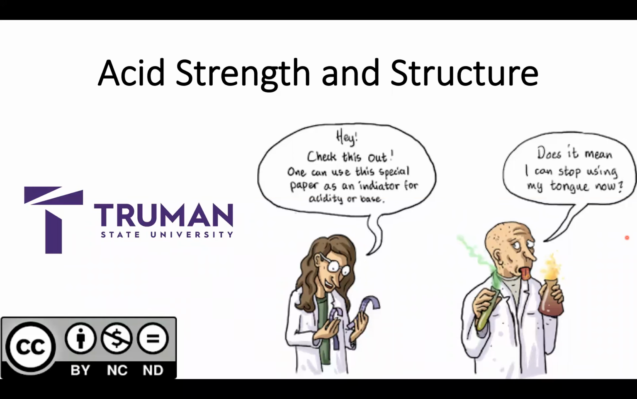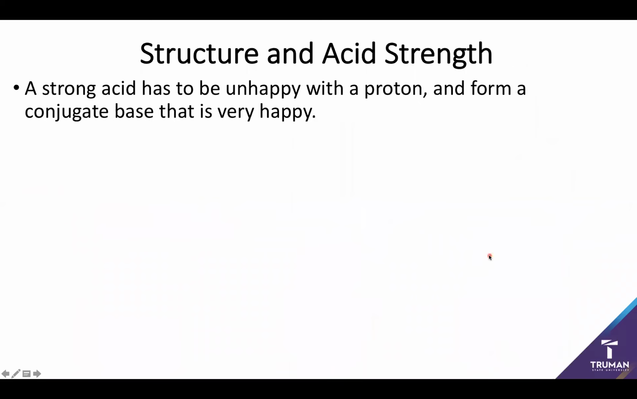So today we're going to be using the structure of acids and bases to tell us about how acidic or basic a structure is, because there has to be a better way than seeing if it tastes sour or bitter. So when doing this, there's going to be a very common theme. In order for a strong acid to be good at losing a proton, it has to be unhappy where it is, and it has to be very happy as a conjugate base.